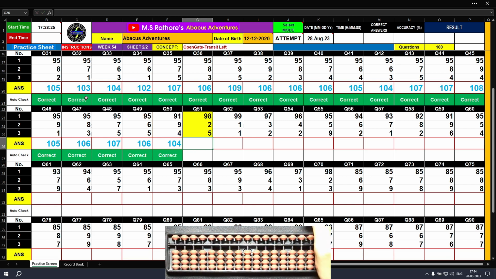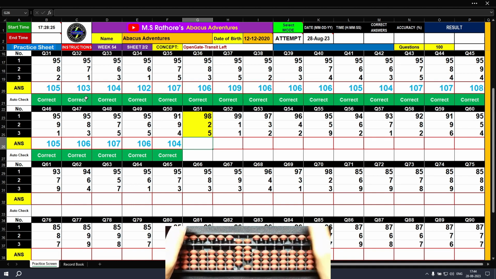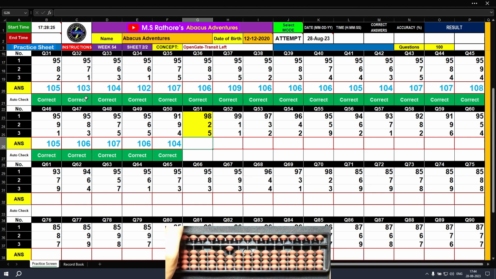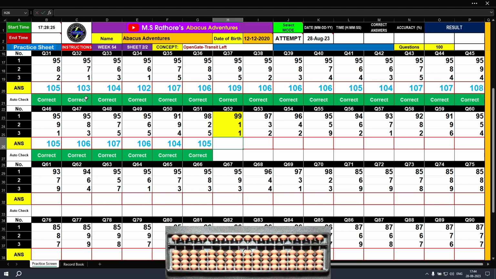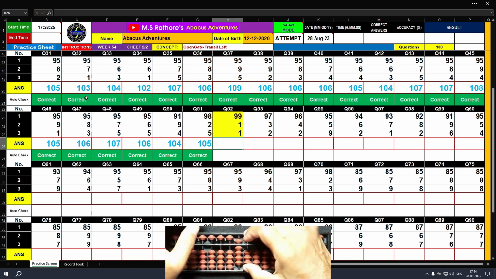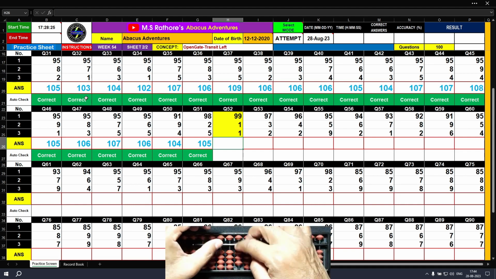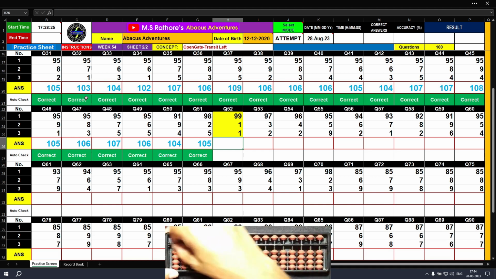Question number 51. Plus 90, plus 8, plus 2 equals minus 8. Open the gate. Plus 10. Plus 5, the answer is 105. Question number 52. Plus 90, plus 9, plus 1 equals minus 9. Open the gate. Plus 10, the answer is 100 now. Plus 1, it's 101.